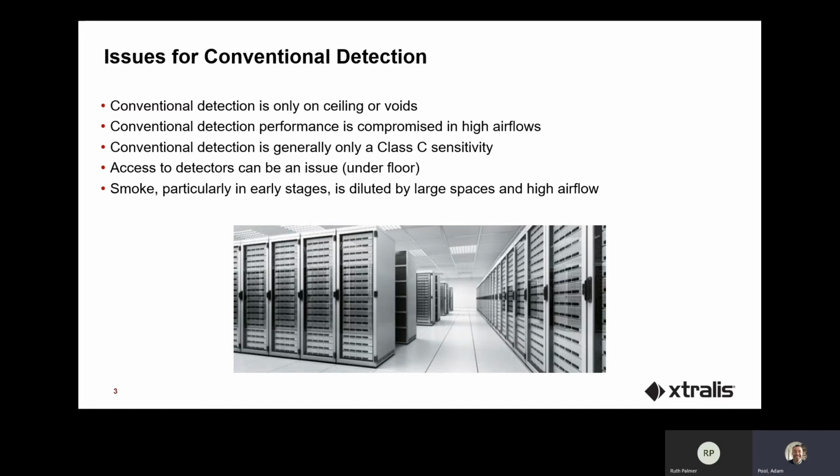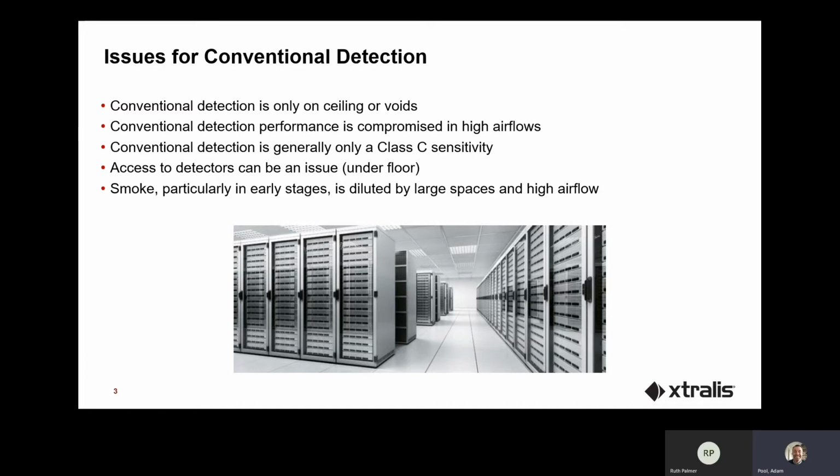So the position of conventional smoke detectors is typically on ceilings or in voids over those spaces, at the top, at the highest point of those areas. Conventional detection performance is compromised by high airflow. So if the normal rise of smoke because of the heat behind the fire doesn't happen because the airflow is too great, that smoke isn't necessarily going to get to where conventional detection would be placed.